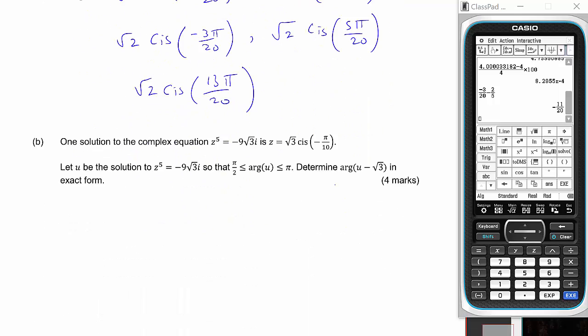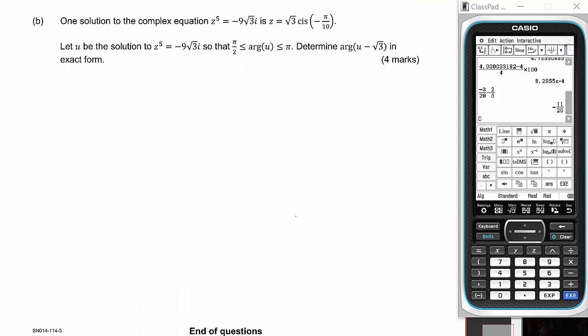Now, part B of this is actually genuinely really very difficult. I don't think many students will have got this right at all. One solution to that equation is that one. Let u be the solution to it that's between pi by 2 and pi. So we know it's in this region just here, yes? Now, the one that we're being given is actually here.